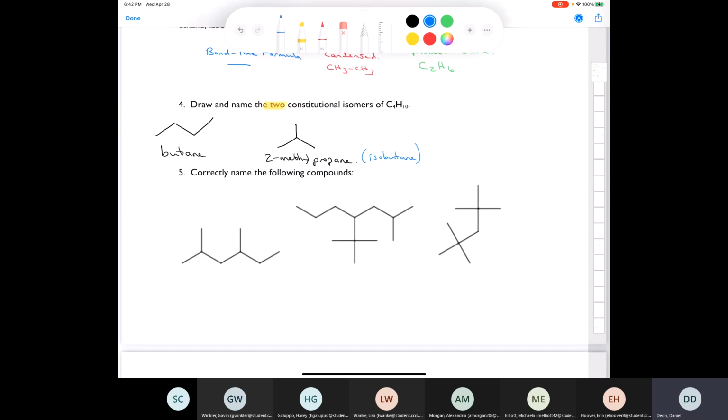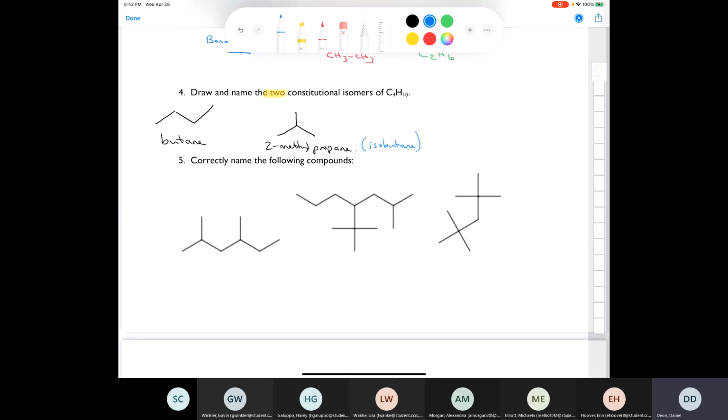Anyhow, before we name the compounds in number 5, I want to quickly review some of the alkyl groups that you need to be aware of in this class. You need to know what a methyl group is. You need to know what an ethyl group is. If you have CH2CH3, this is an ethyl group.